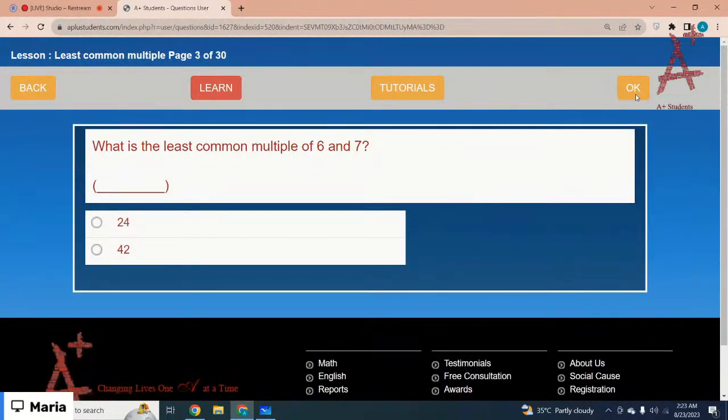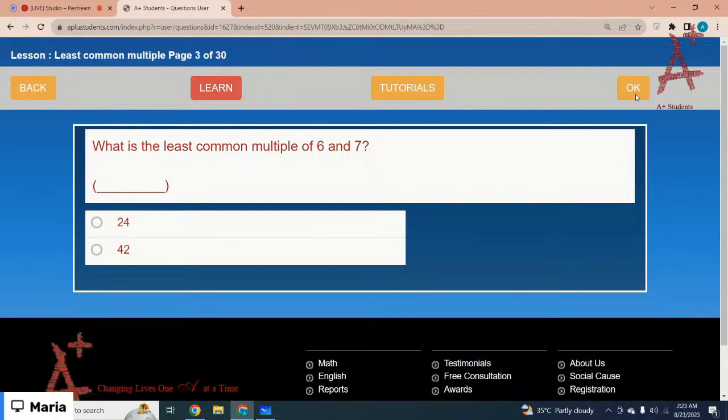Okay, let me just tell you a trick to find from the options. Like, what is the least common multiple of 6 and 7? So you are given two of the options, 24 and 42, right? 24 is divisible by 6, but it is not divisible by 7. So 24 is not the least common multiple. 42, you have 6 times 7 is 42. You have 42 in both the tables. 6 times 7 is 42 and 7 times 6 is 42, right? That means 42 is the least common multiple.